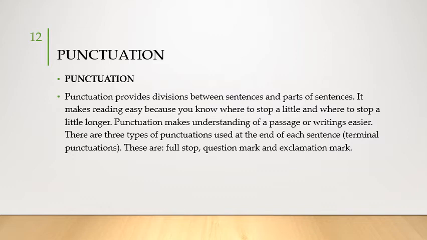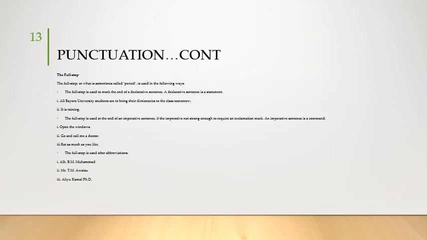There are three types of punctuation used at the end of each sentence, and we call them terminal punctuations. These are full stop, question mark, and exclamation mark. They are called terminal punctuation, and they come at the end of a sentence. A full stop, or what is sometimes called a period, is used in the following ways. The full stop is used to mark the end of a declarative sentence. A declarative sentence is a statement.